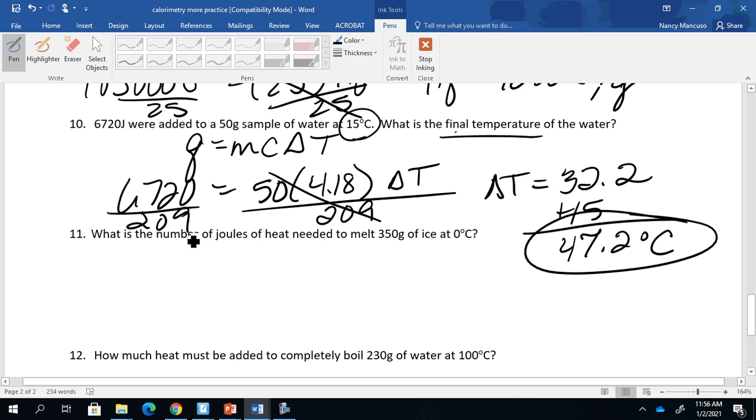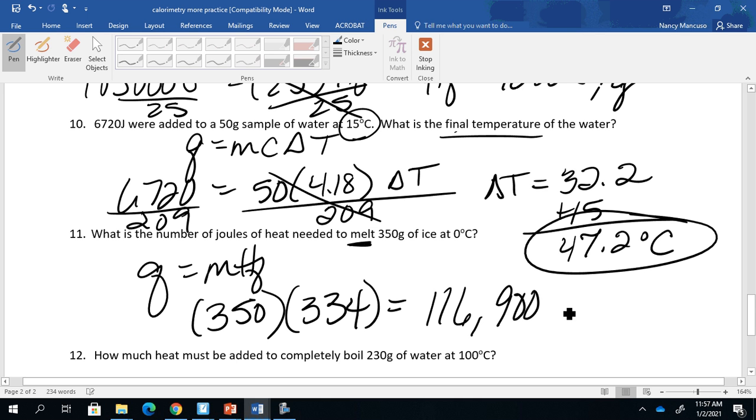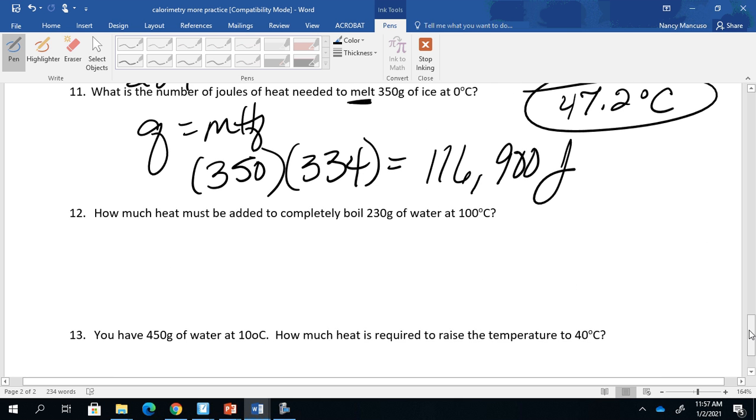All right, next one. What's the number of joules of heat needed to melt? All right, if I'm melting, I want Q equals M HF, the heat of fusion. The mass is 350 grams and heat of fusion is 334. So I just multiply 350 times 334 and I get 116,900 joules. A lot of heat to melt that much ice.